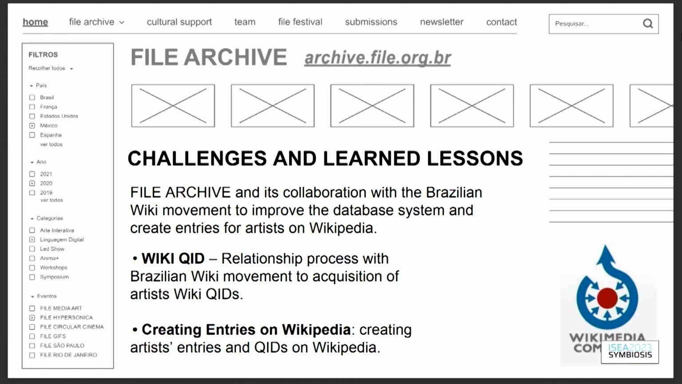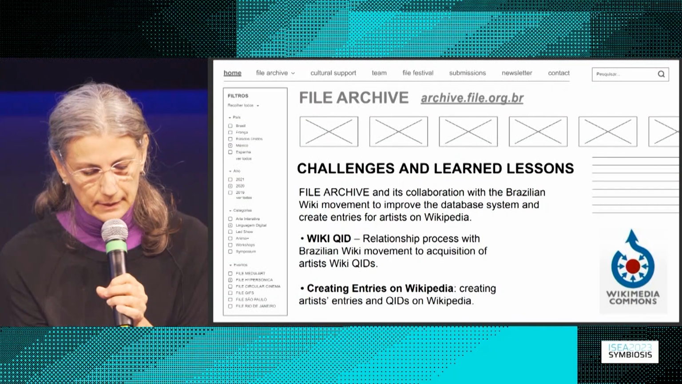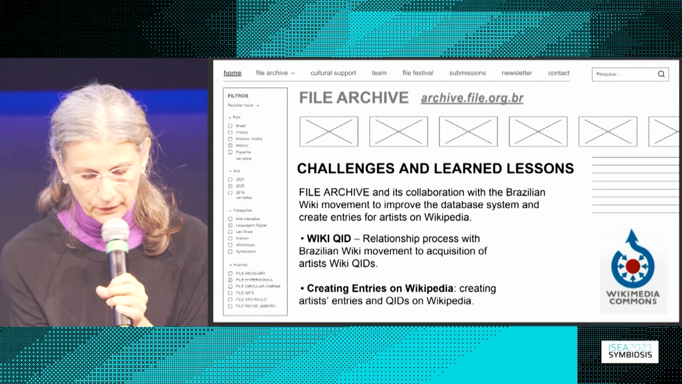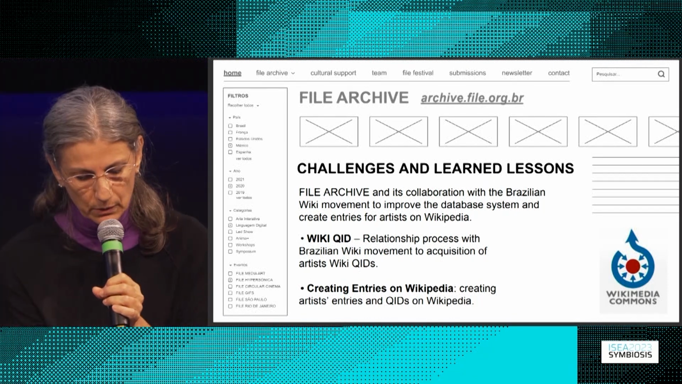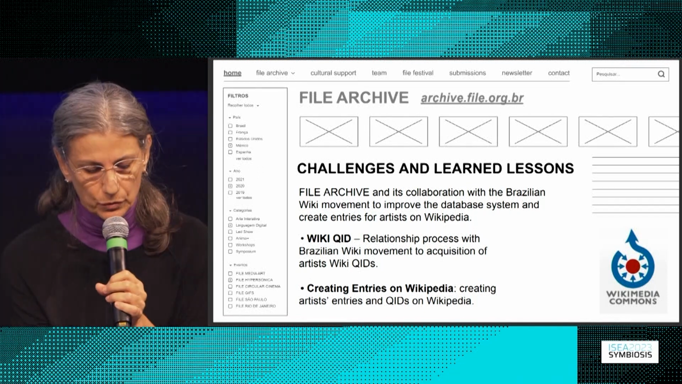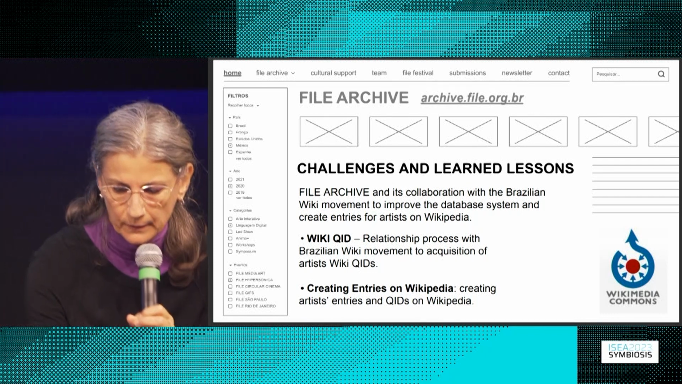the GLAM Wiki system, which encompasses galleries, libraries, archives, and museums. With this collaboration, we were able to create an Excel table that includes all the artists' names already presented in the festival online archive. And the Wiki team in Brazil assisted us in creating the necessary artist IDs.